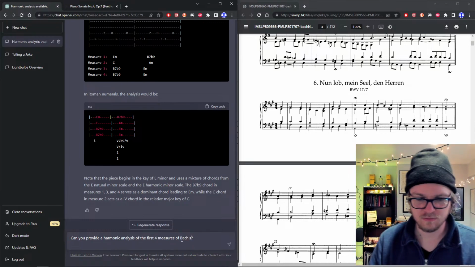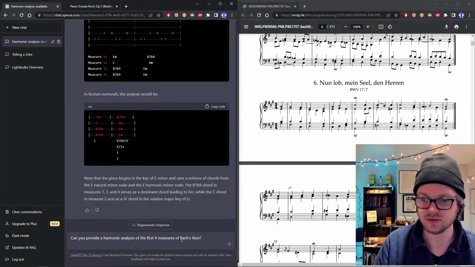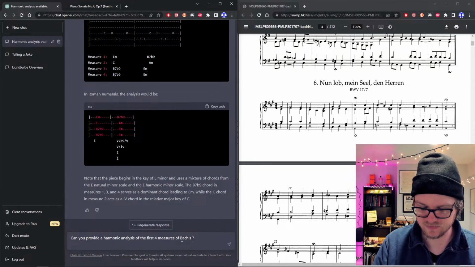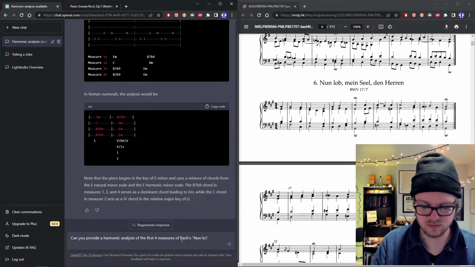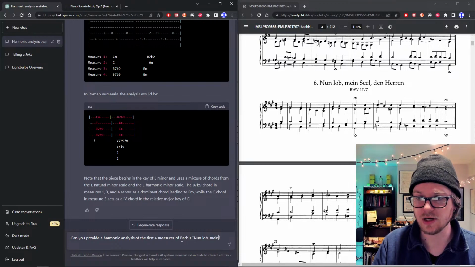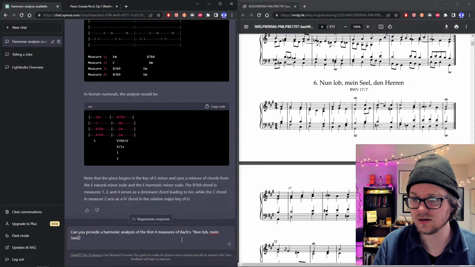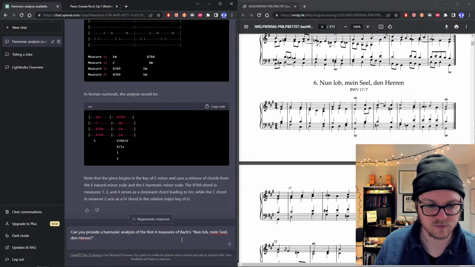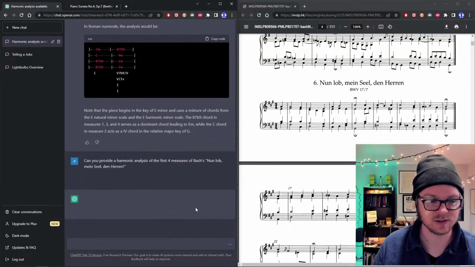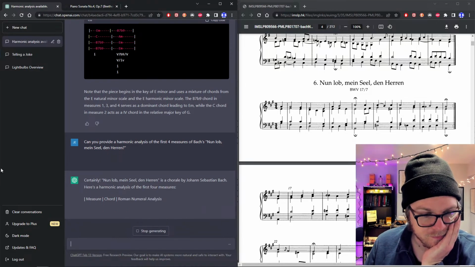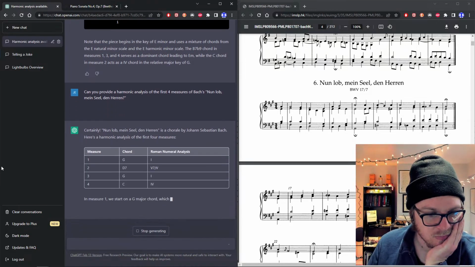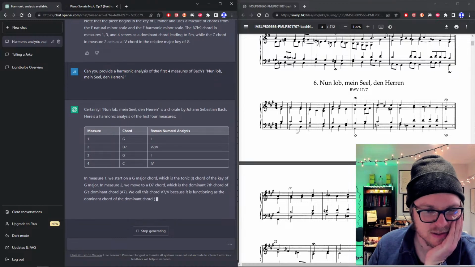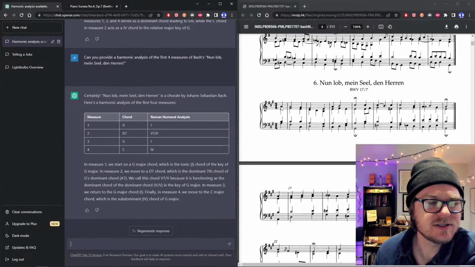Of Bach's, be very specific here. Mein Ziel. Okay. It provided a harmonic analysis of the first four measures. Okay, give that a shot now. It still thinks it's in G. Okay, maybe is this transposed? It thinks it's in G.